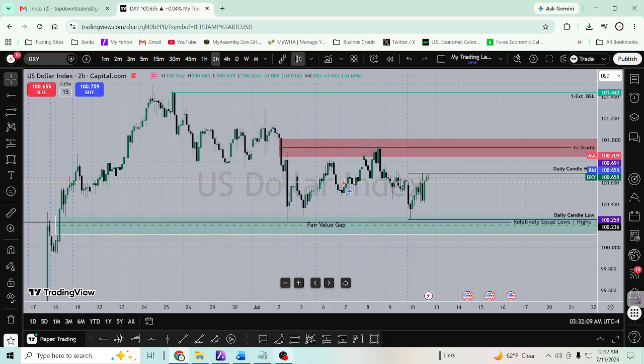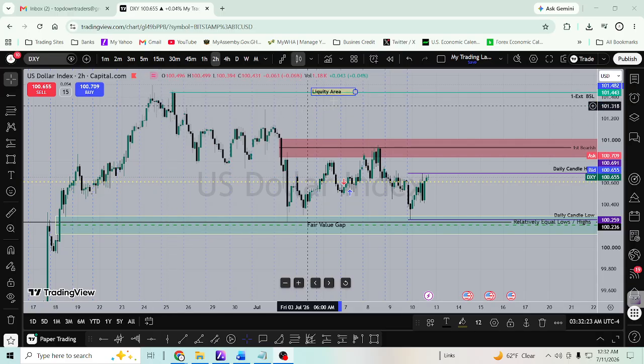So I'm going to use this tool right here, and I'm going to write liquidity area. The top of the wicks is the liquidity area. That's where the money is. That's where traders put their stop losses at. Or guess what? They also put their take profits at.